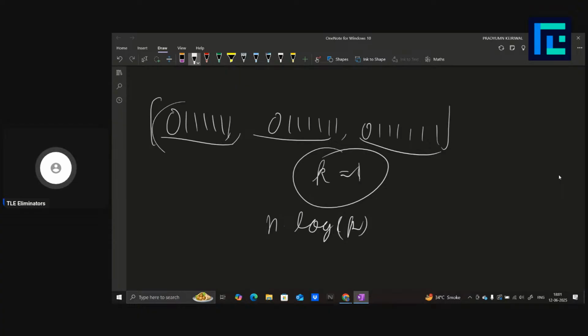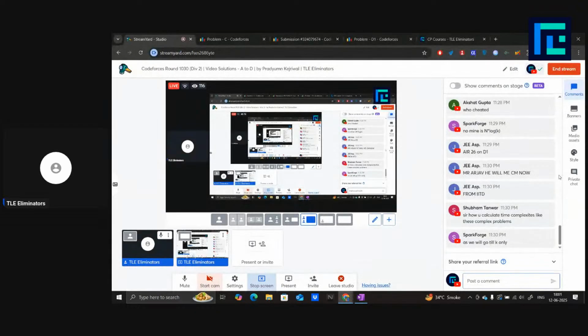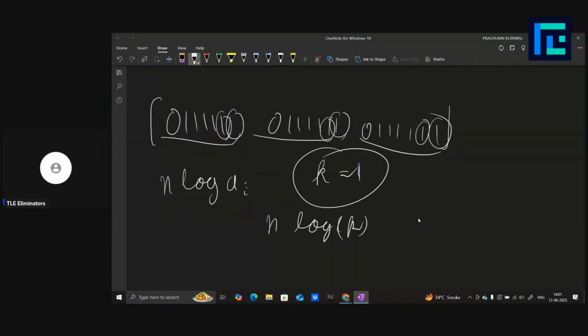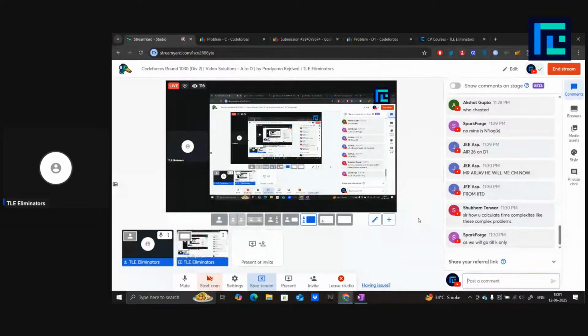Like these numbers, how big they are. So if they are bigger, you will take more iterations, right? You will try first this bit for all, then you will try this bit for all numbers. So it is n log AI. Yours is n log AI. We go till k. Ah, right. Sorry. So it is n log k. True, true. Good.